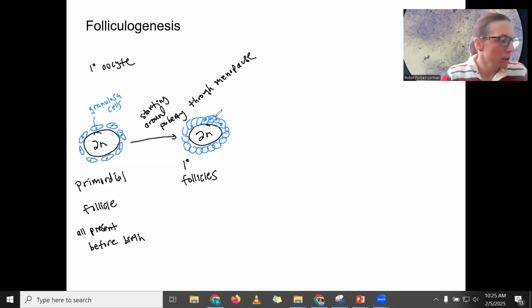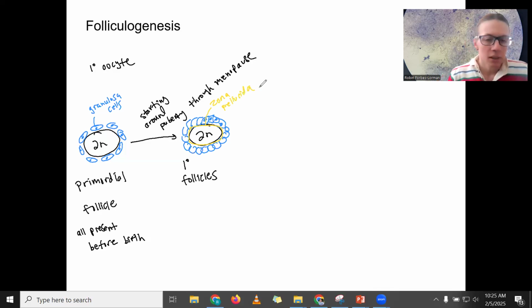We also, within the primary follicle, the other change is we've got this thing called the zona pellucida. It's kind of a membrane around the oocyte that's important for fertilization.